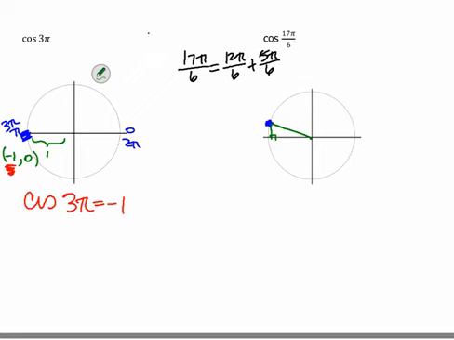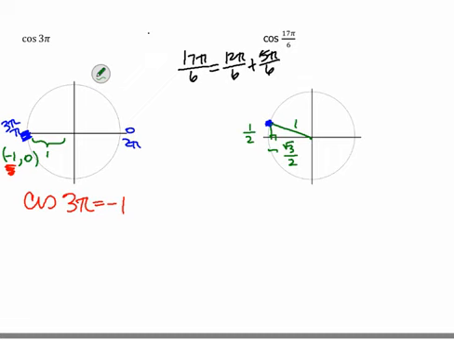And we can label the sides. It's going to be a 30, 60, 90, because it's 17 pi divided by 6. So the short leg is a half, the longer leg is root 3 over 2, and the hypotenuse is 1. Since we're in the second quadrant, we've gone to the left and up. So that horizontal leg needs to be negative, but the vertical one will be positive.